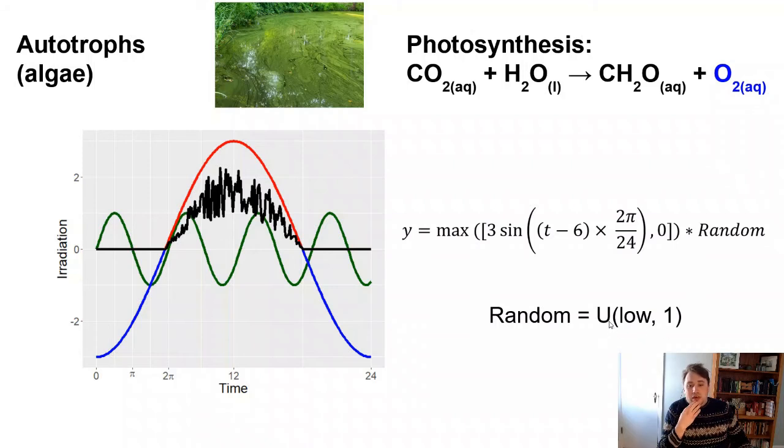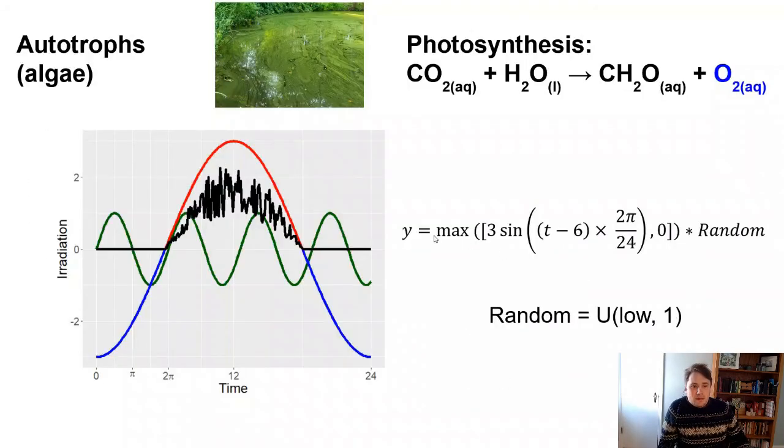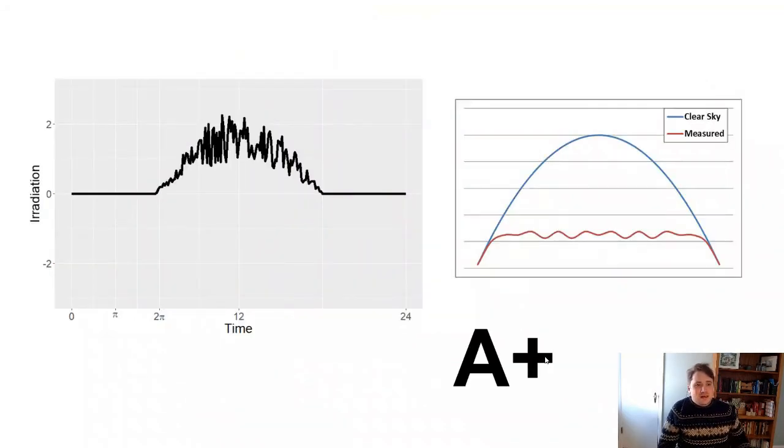So if we just generate a random number, and I said that this u means that it's a uniform distribution of a random number, so just picking any random number on the number line and pointing to it, between some lower bound and some upper bound of 1, if we multiply this function by this random number, you get a nice sine wave that has some random noise interspersed on top of it that represents the interception of light by clouds. And this, I think, is a pretty great light model for the purposes of this class. You can see this recapitulates this pretty well.